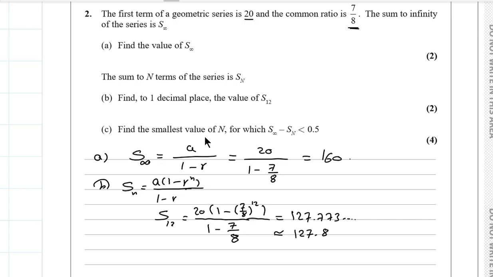(c) Find the smallest value of n for which S infinity minus Sn is less than a half. Of course, S infinity is greater. This question has 4 marks. Okay.